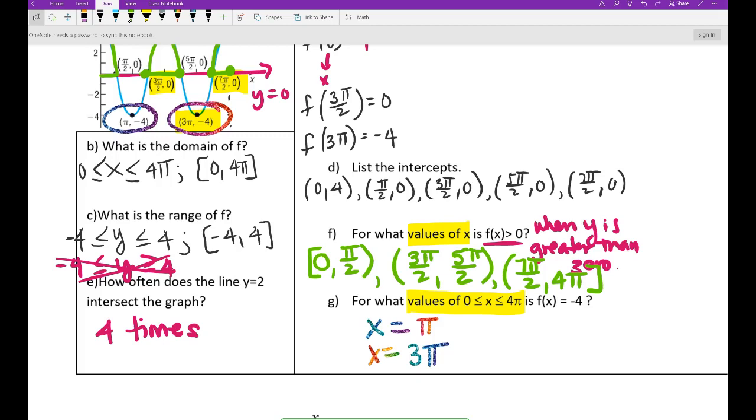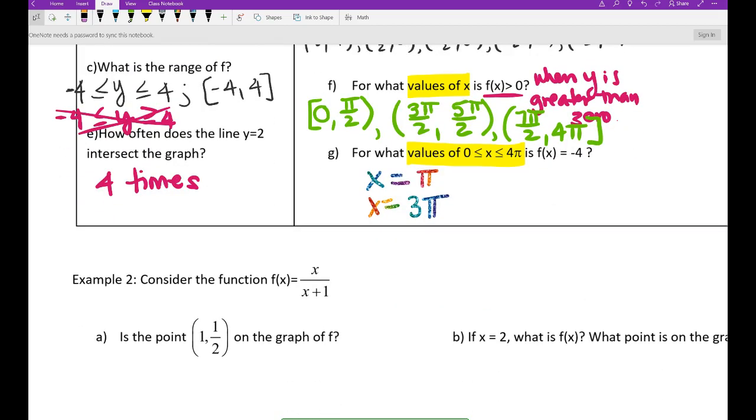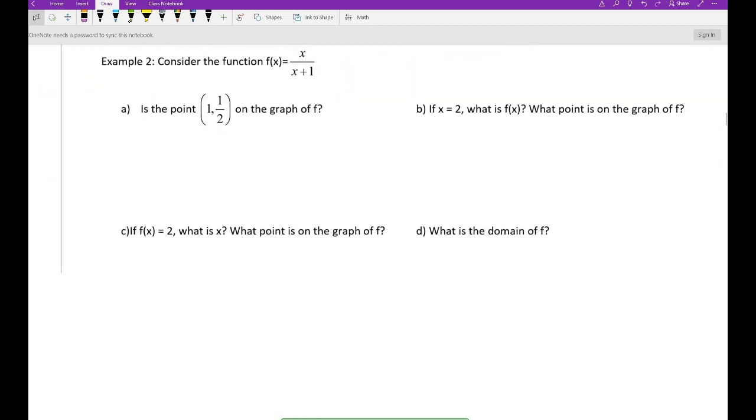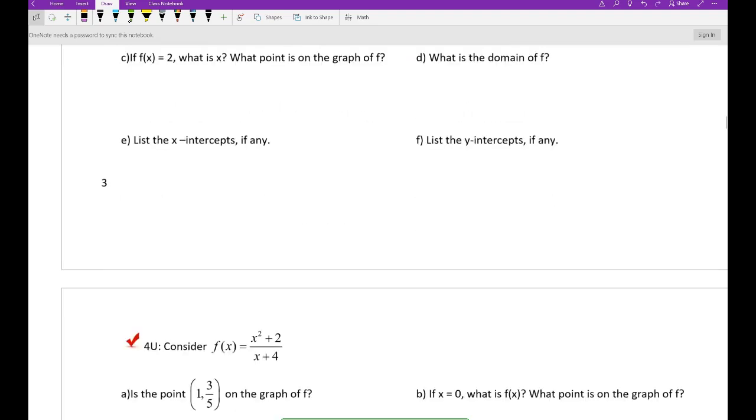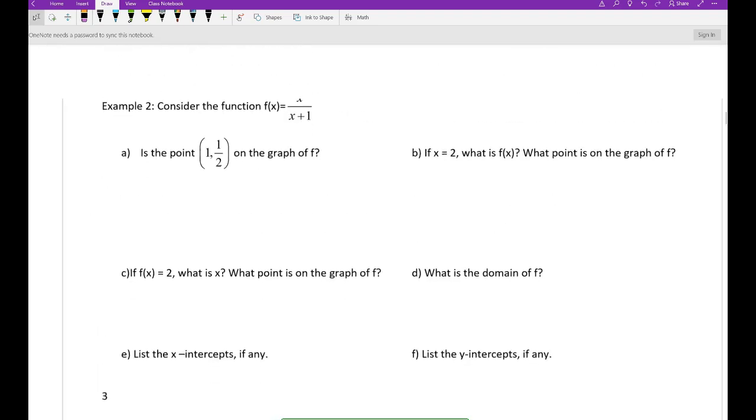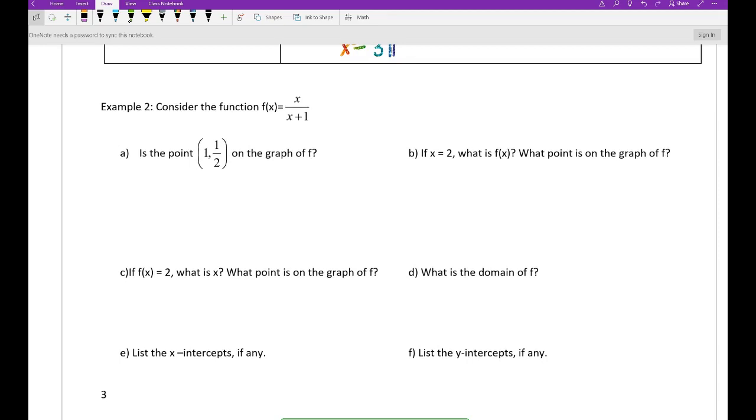Okay. Let's do number 2. This is when we're going to start using a graphing calculator. All right. We might not need to. Number 2. Consider the function f of x equals x divided by x plus 1. Question number 1. Is the point (1, 1/2) on the graph of f?